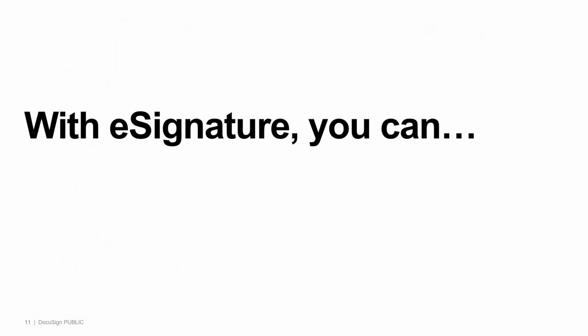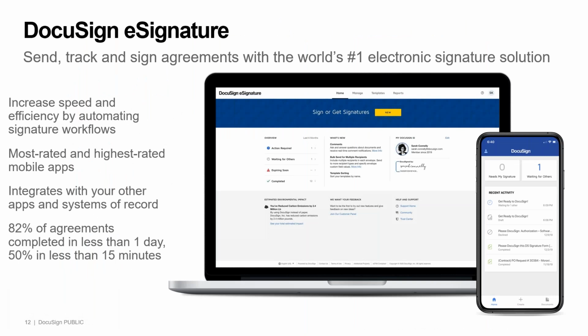And we believe with e-signature, you can send, track, and sign agreements with the world's number one electronic signature solution. You can eliminate paper and manual processes in signature. What used to take days can be completed now in hours or minutes. You can eliminate errors and duplicate work by connecting e-signature with Microsoft tools, which is what we're going to go into later in the webinar. And across our e-signature customer base, just to give you a flavor of what that looks like, more than 82% of agreements are completed in less than a day, and more than 50% in less than 15 minutes.